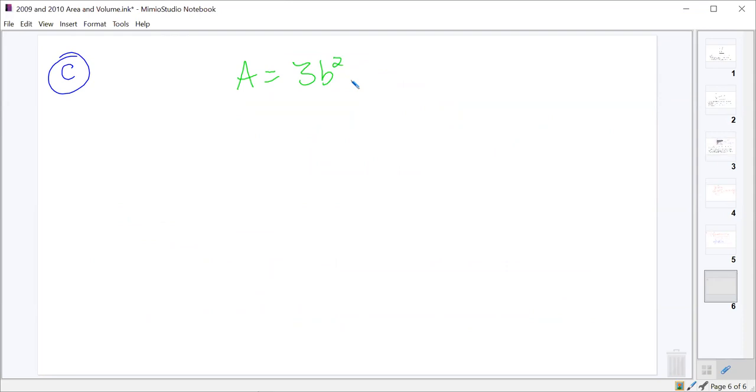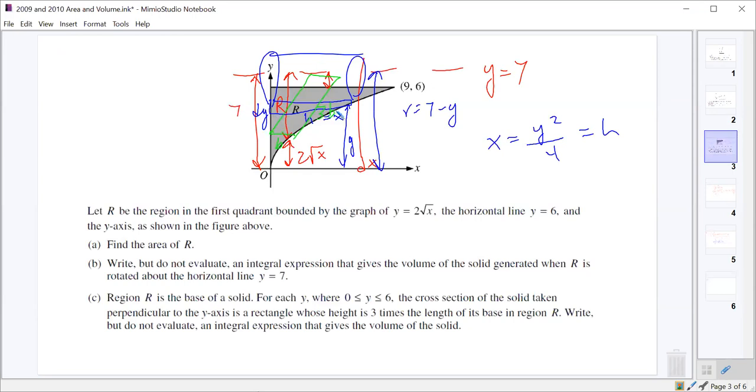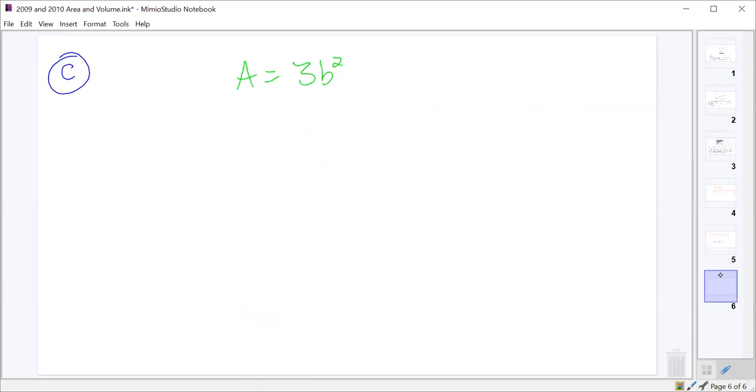And so we then just need to figure out what that length is. And if we look back, that length is the same as our height was when we did it with shells with the other one, right? It's just x, and x is y squared over 4. So this should be 3 times y squared over 4 squared.